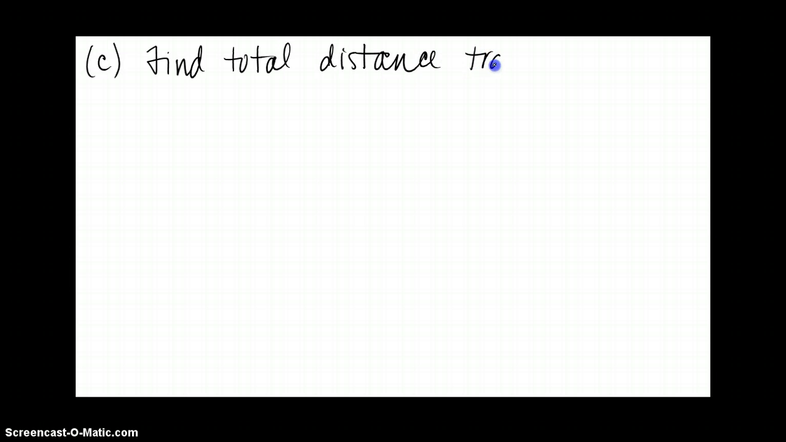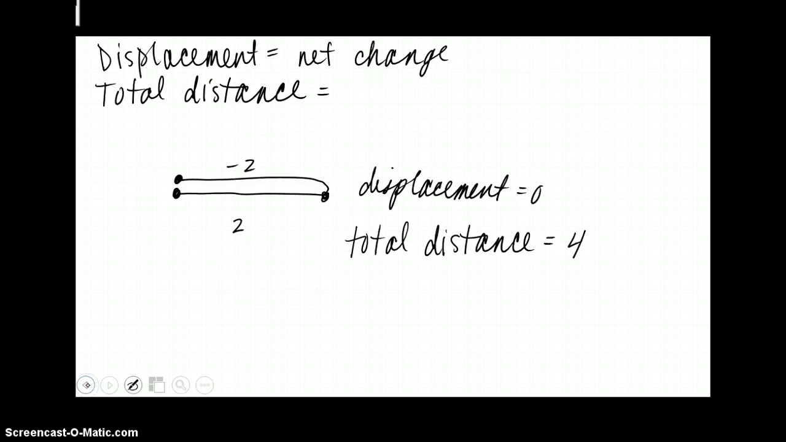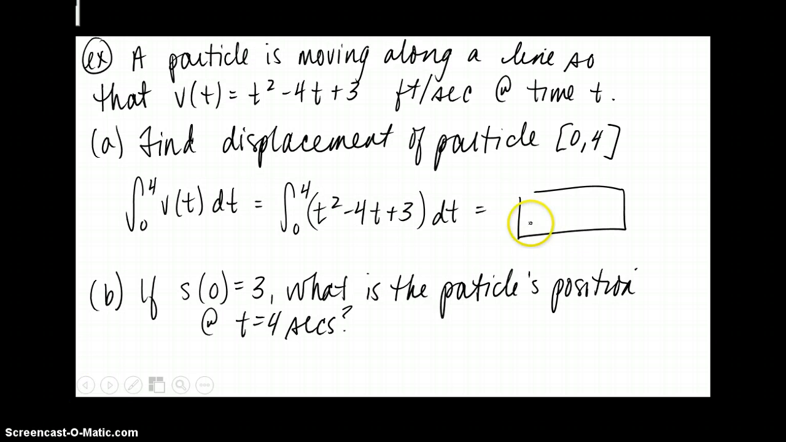Okay, for time's sake, just copy this down, part C. Find the total distance traveled by the particle on the interval from 0 to 4. So this is where we will start our next class. All right, so you have to complete for me: find the displacement, so evaluate this definite integral, attempt to answer part B, and then we'll start class with part C.